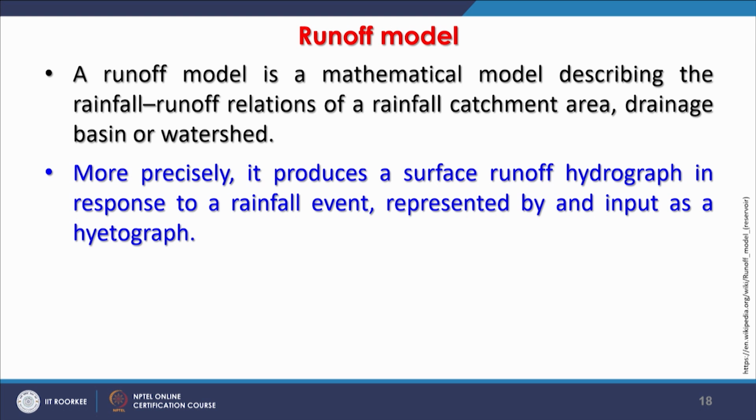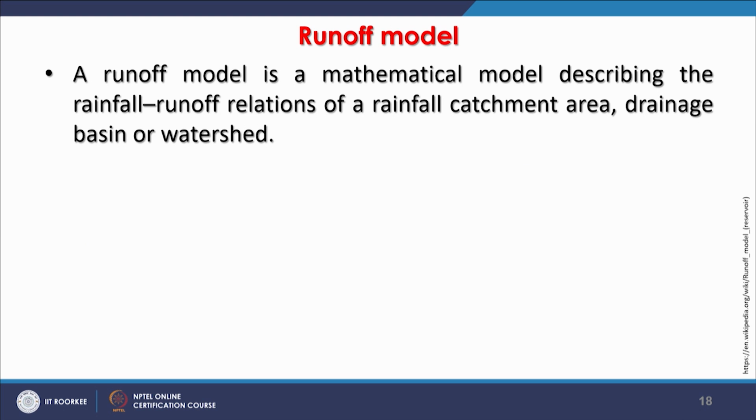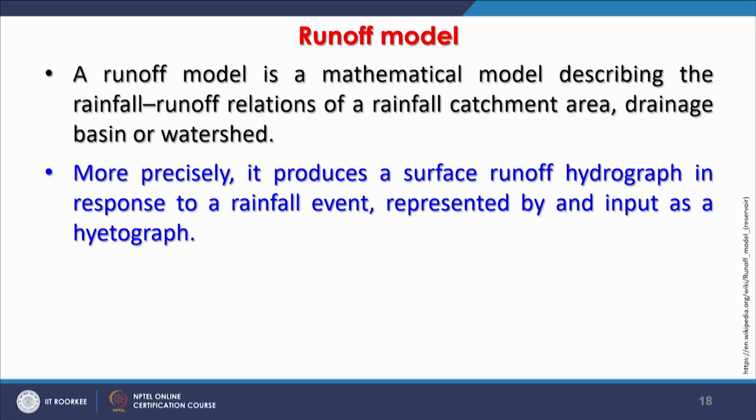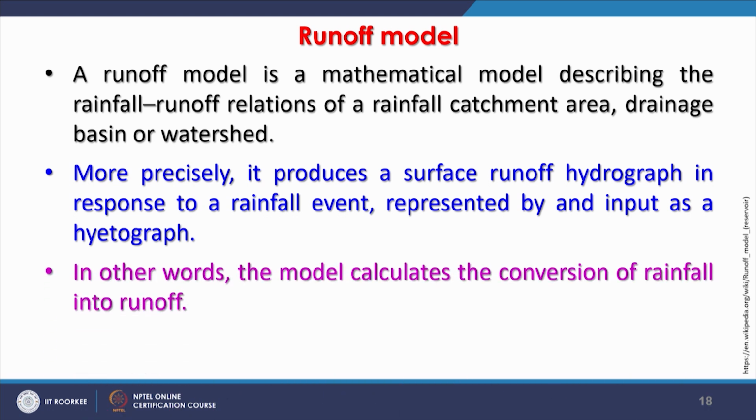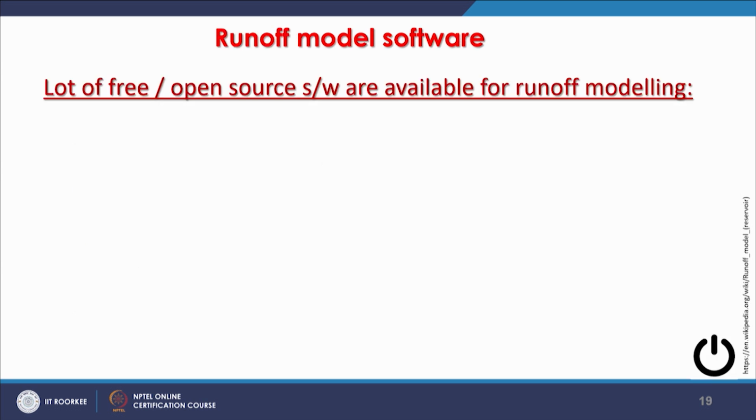So, if we want to do runoff modeling, a runoff model is a mathematical model describing the rainfall-runoff relationship of a rainfall catchment area, drainage basin or watershed. More precisely, it produces the surface runoff hydrograph in response to a rainfall event represented by an input hydrograph. In other words, the model calculates the conversion of rainfall into runoff or discharge. Sometimes, if we are talking about streams only, then it is discharge. So, what the model does is convert the rainfall into discharge.